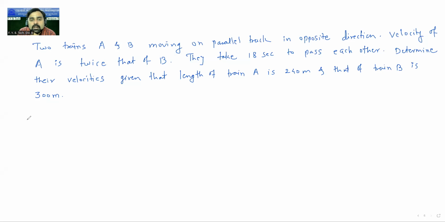Two trains A and B moving on a parallel track. Okay, so if I draw both the trains, suppose this is our train A. The length of train A is 240 meter, and train B is there.